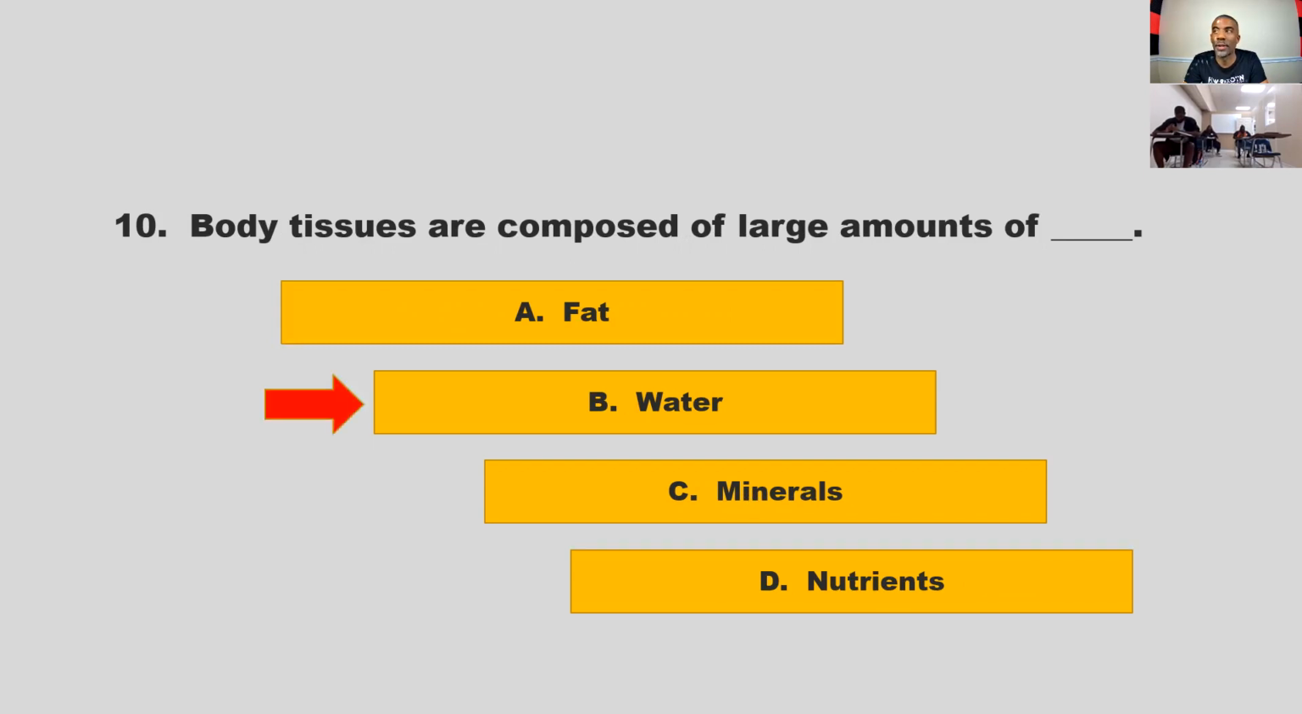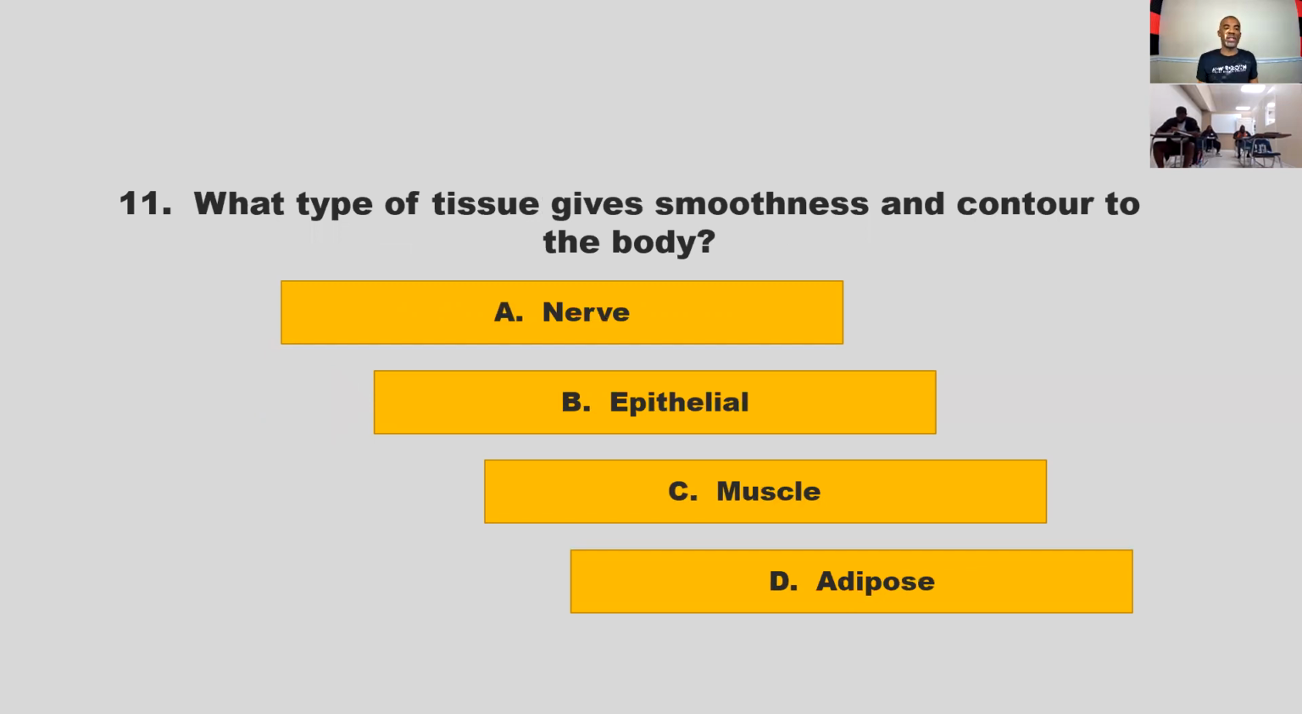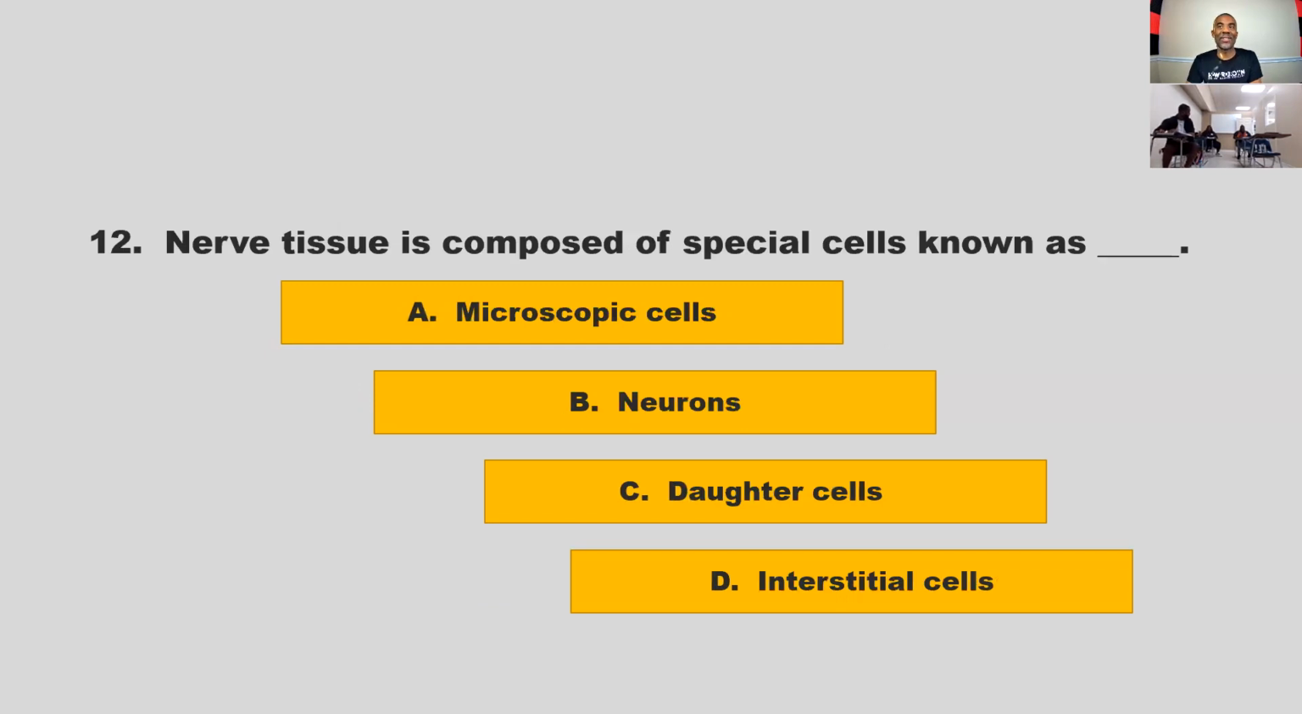It is water. And what type of tissue gives smoothness and contour to the body? Is it nerve, epithelial, muscle, or adipose? Is it B like boy or D like David? D like David. That is correct. Adipose.